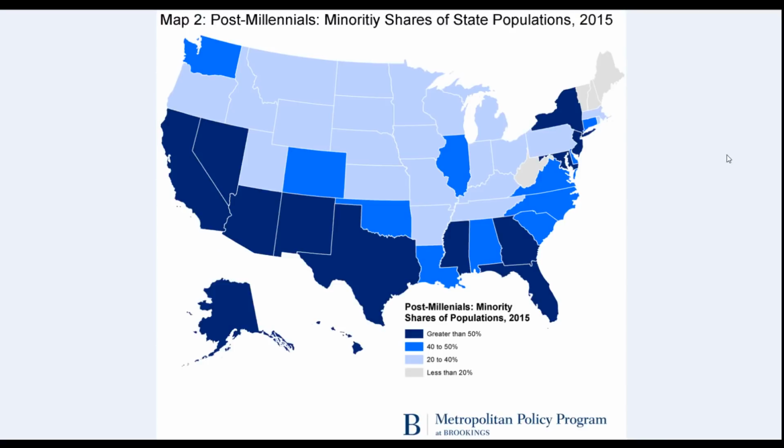Now, here's a post-millennial study. This is the minority share of state populations in 2015, according to the millennial generation. So essentially the up-and-coming generations, this is a demographic breakdown map of that. And this is from the Metropolitan Policy Program at Brookings. And again, the same pattern sort of persists.